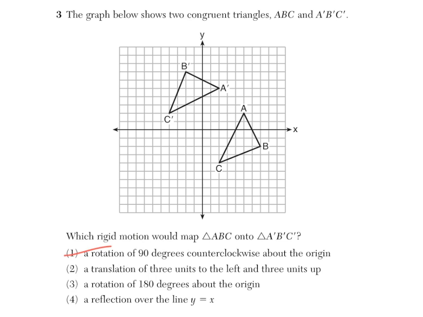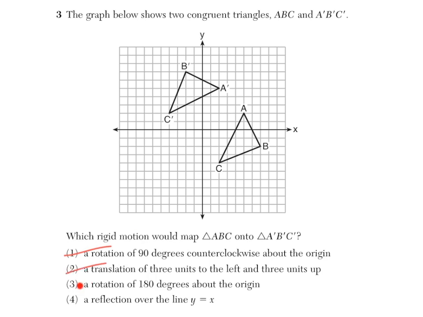We take a look at option 2. It says a translation of 3 units to the left and 3 up. So we'll start with A. If we go 3 to the left, 1, 2, 3, and then 3 up, 1, 2, 3, you know what? That actually does match up. But I already know that if we're looking at vertex B, 3 over, 1, 2, 3, and 3 up, 1, 2, 3, it's pretty far away from B prime. So we know that that doesn't make sense. We can eliminate option 2.